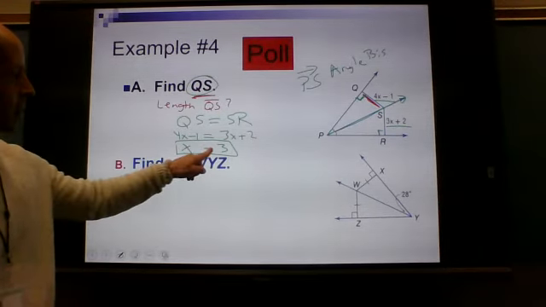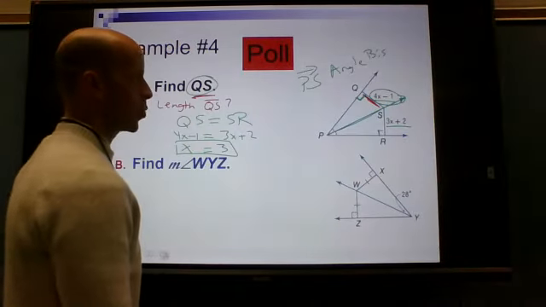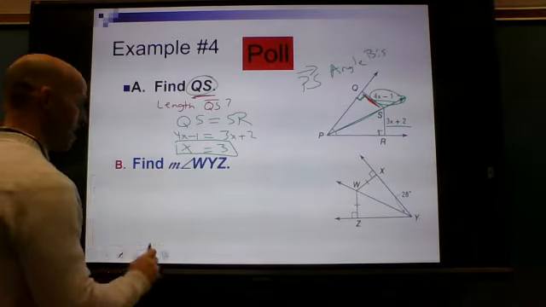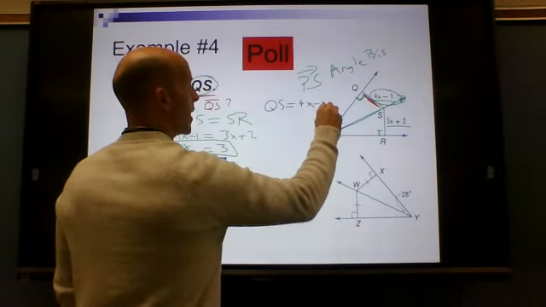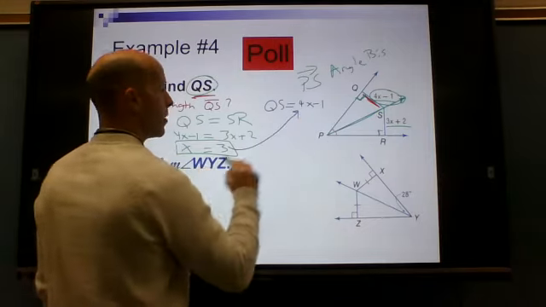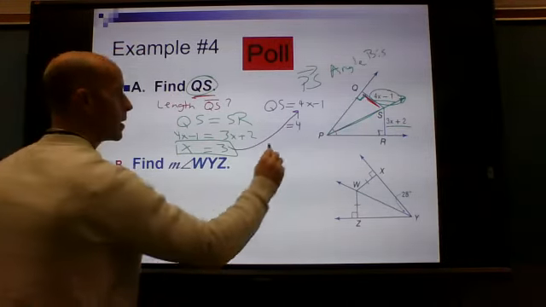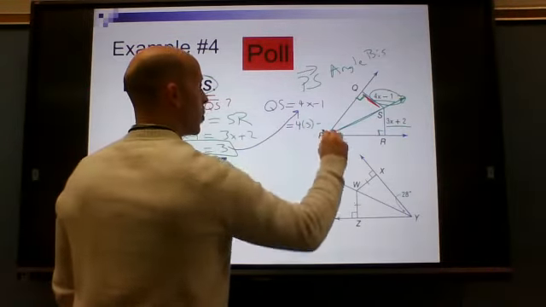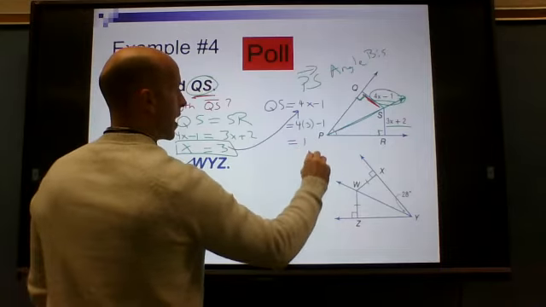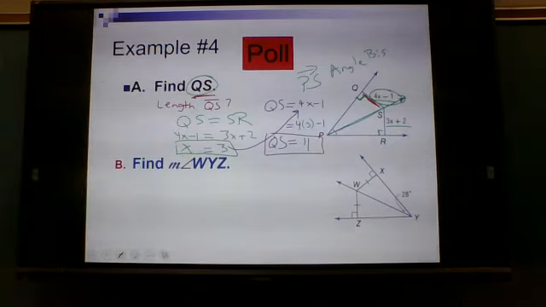So now I have to plug this 3 into this 4x minus 1. Let's do that in a different color. QS has to equal 4x minus 1, but now I can put the 3 in there. That's 4 times 3 minus 1, which is 12 minus 1, which is 11. So QS's length is 11.